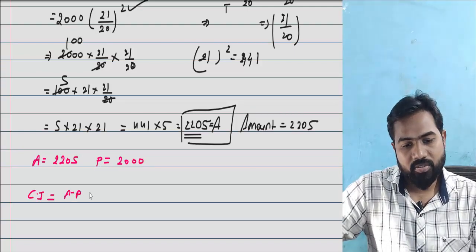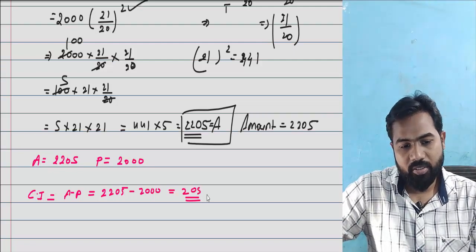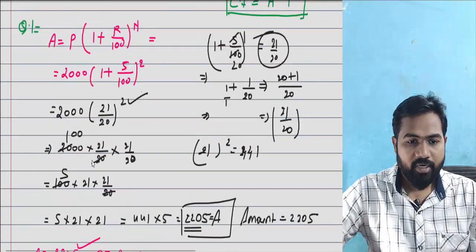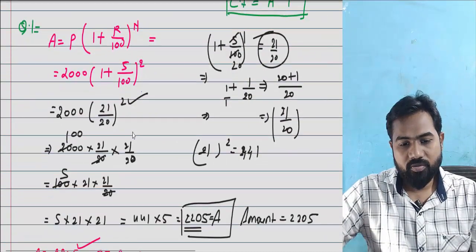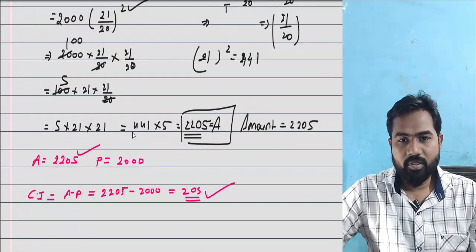So CI equals 2205 minus 2000, which equals 205. This one is the compound interest and this one is your amount. It is asked in the question, find out the amount and compound interest. So hopefully everyone has understood how to calculate it. So let us solve some word problems.